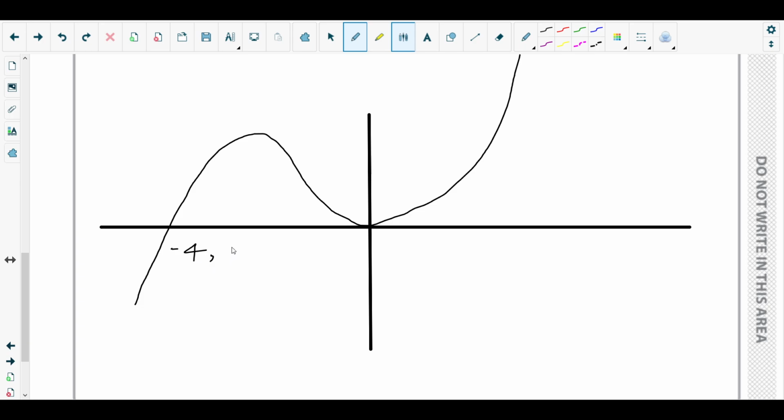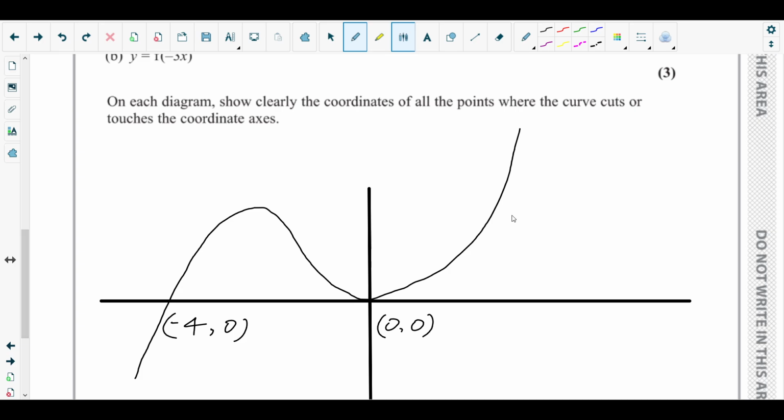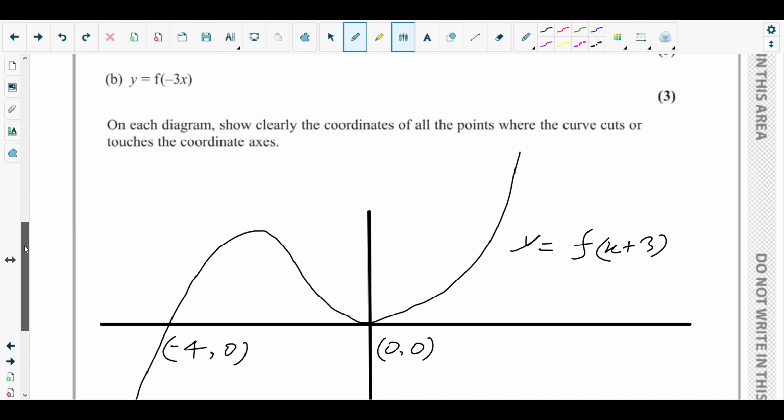The shape doesn't have to be perfect, it can be a bit curved, it's not a problem. It's not mandatory to be perfect, but where it is intersecting the x-axis and where it is intersecting the y-axis, these points should be clear. So this is the sketch of the curve f of x plus 3. That's it, done. Part A is done.